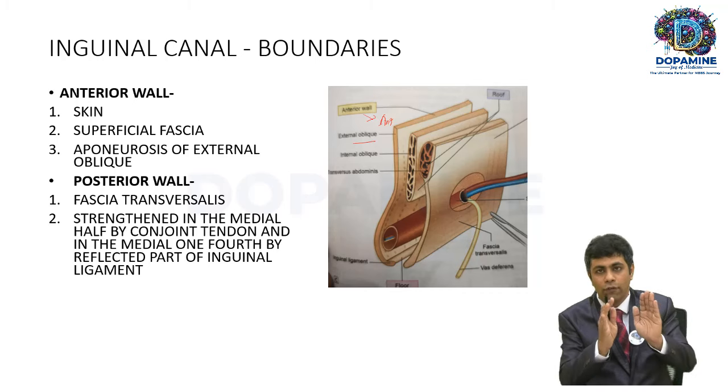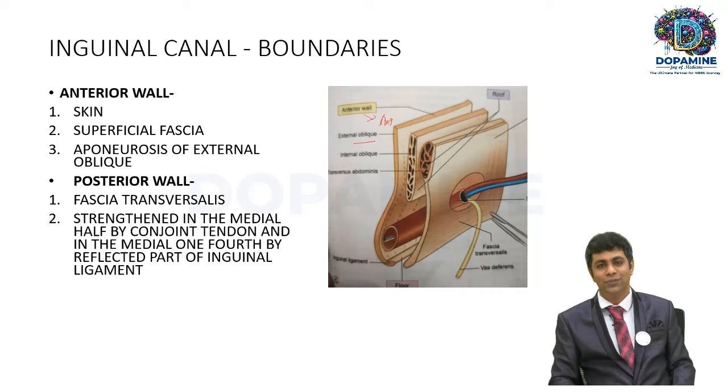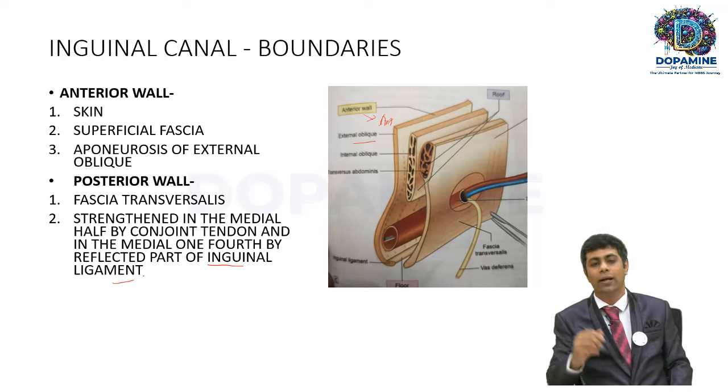So the medial half of the posterior wall is strengthened by the fibers of the internal oblique and the transverse abdominis, together they form the conjoint tendon. Clear? And not only that, the posterior wall is further strengthened by the reflected part of the inguinal ligament.